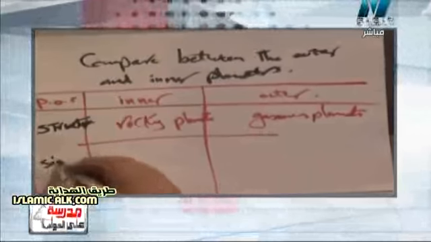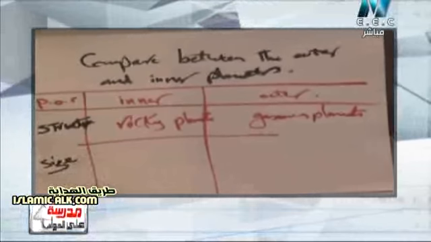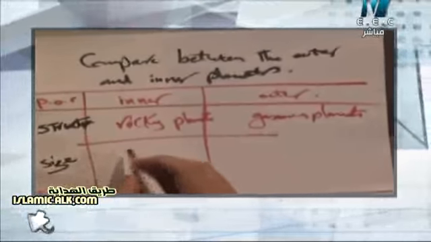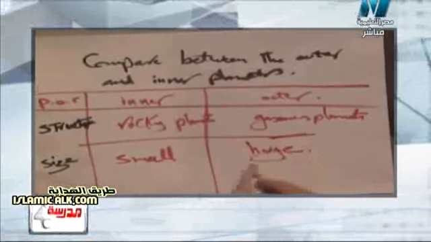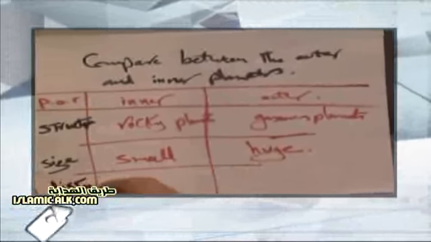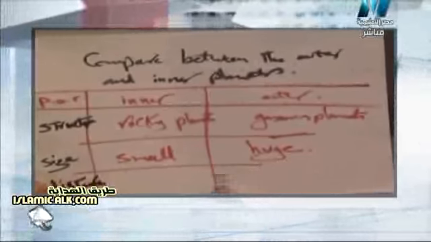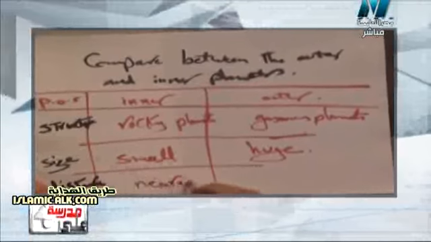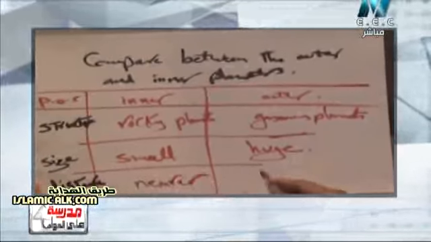So another point of comparison is the size. Surely the inner planets are small planets. And what about the outer planets? They are huge planets. And also the distance from the sun. The inner planets are nearer, they are the closest. But outer planets are farther from the sun.